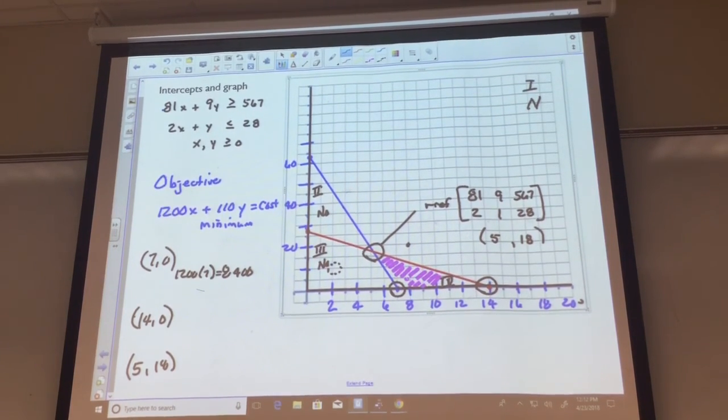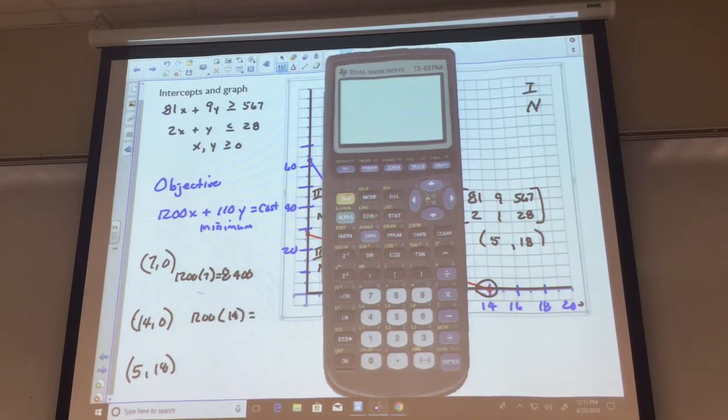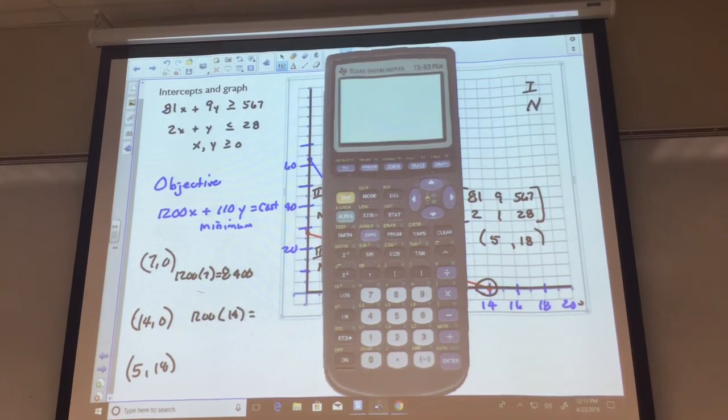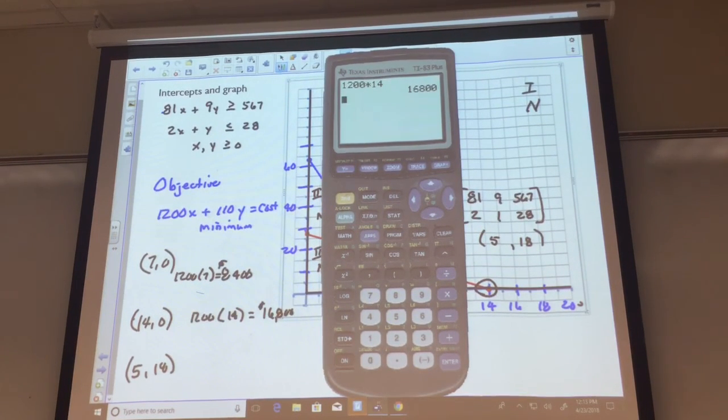If I rent 14 buses, I'm not going to have any vans. That's going to be ridiculous. Twice as much. I don't even want to think about that. That's 168, 16800. 14 is twice 7, right? So that's just 2 times as big. But if you don't believe me, 1,200 times 14, 168, 16800. $16,800. Better be some damn nice buses if I do that.